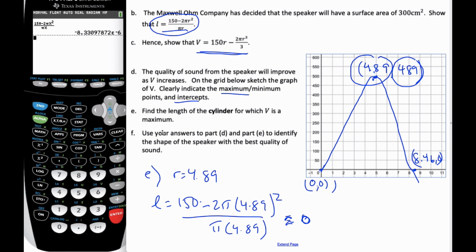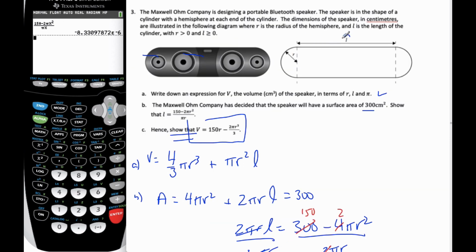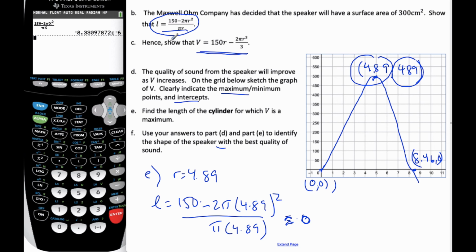So now it says find the answer, using your answers from D part and E part. So I have a radius of 4.89, and I have a length of 0 to identify the shape of the speaker with the best quality sound. Well, if my length is 0, that means this isn't there at all. And this will connect to here. And so the shape I will get is a sphere as my speaker shape.